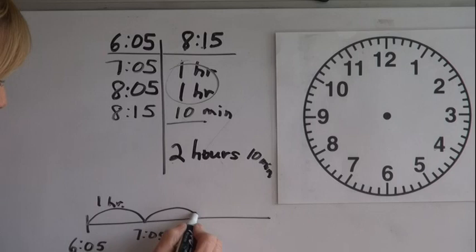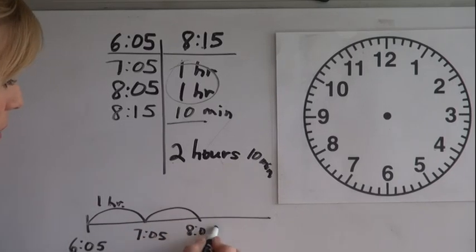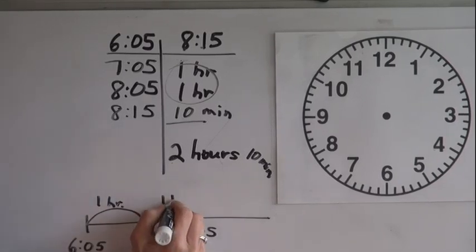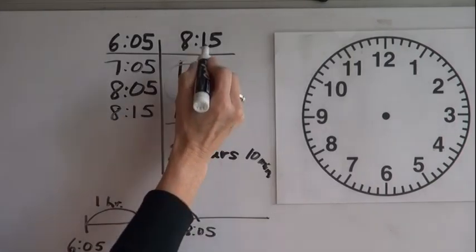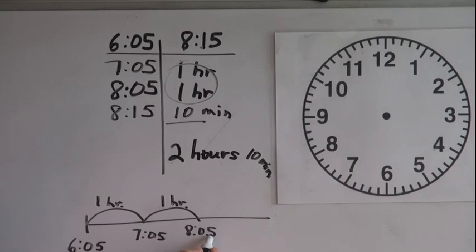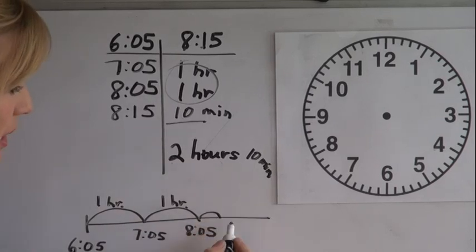Okay, can we do another hour hop from 7:05 to 8:05 without going over? Yes, we can. So we do another hop. Label, label, label, label everything. That's another hour hop. Okay, so now we're at 8:05 and we're trying to get to 8:15. There's 10 minutes difference between that.